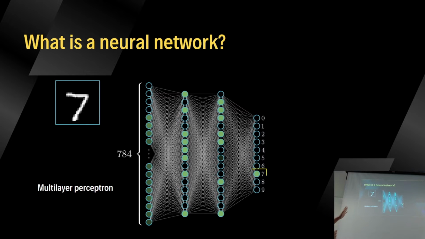For example, I have this number 7 here. I told you it has 28 by 28 pixels, so there are 784 pixels. I can take these inputs in this first layer, and it will do some calculations and give us an output with the number of this input. For example, for this one, the answer is 7. So this neuron here has to be activated for this input.